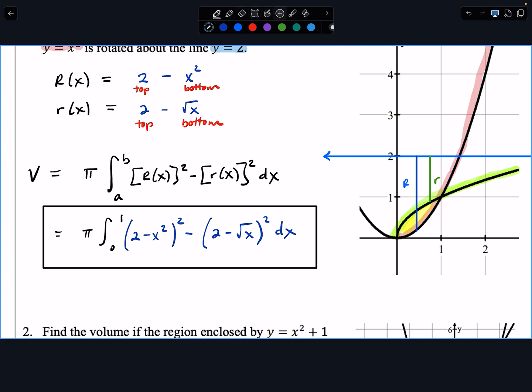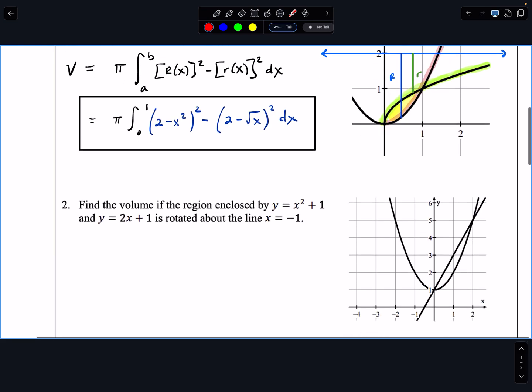Careful, because you see how each thing is squared. So make sure you don't subtract the functions and then square it, because that's not the same thing. All right, last one.